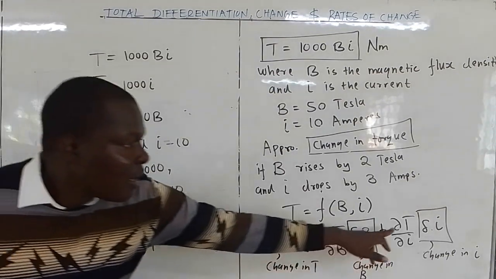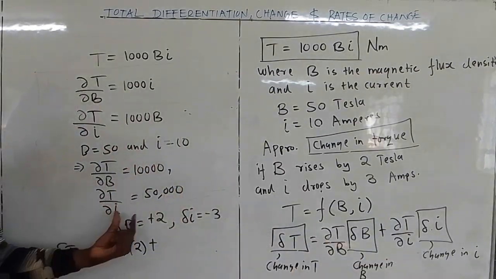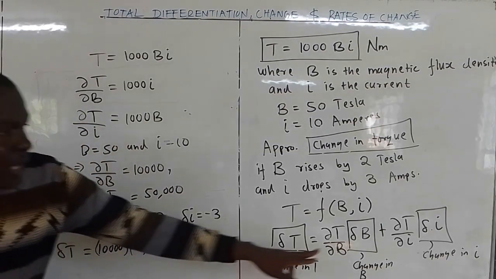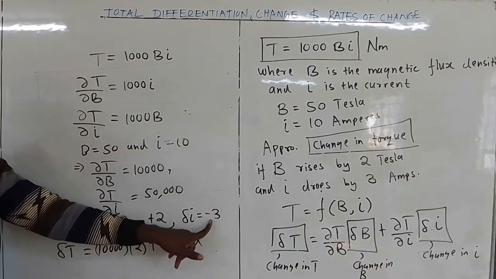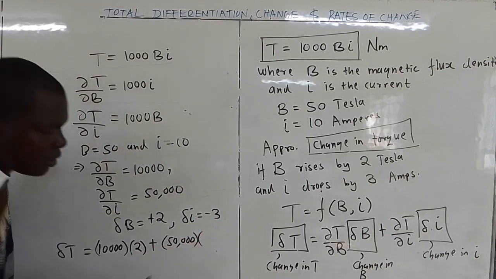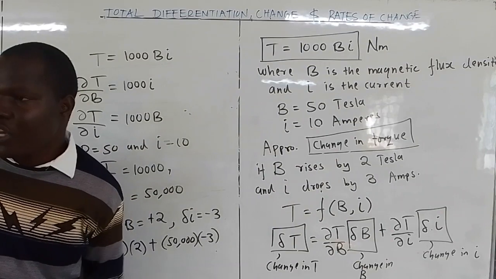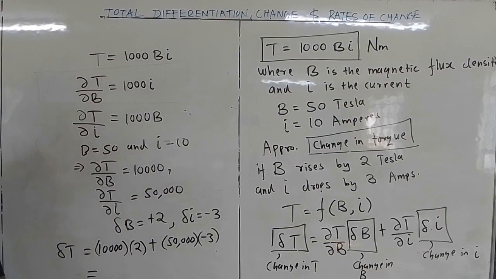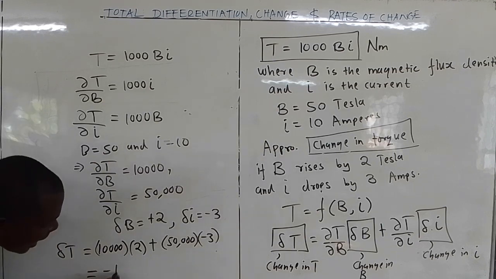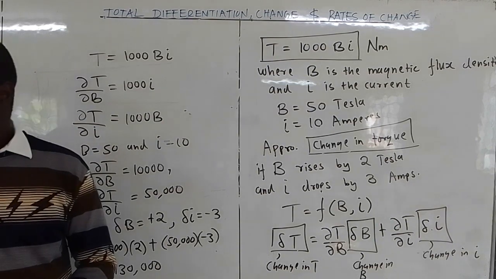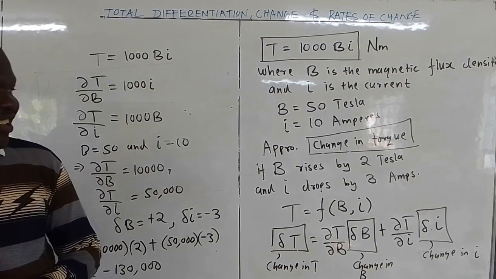Then it is plus partial T with respect to I, you found to be 50,000, then it is times change in I, you found to be -3. So if you perform this operation, what do you find to be the approximate change in torque? What is required? What do you have? This is -130,000. So negative means what? Decreases, isn't it? So what is the change in torque?